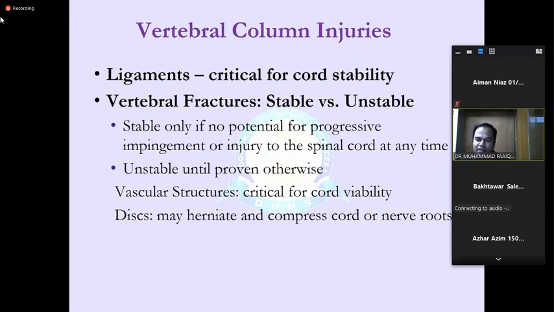It is unstable. And if the patient has 4 by 5 power, for example, and has the same grade of power in the upper or lower limb, this will be referred to as stable. So unstable needs your attention. An unstable fracture or unstable spinal cord injury needs attention. If you do not give proper attention, the patient's neurology will worsen with time.